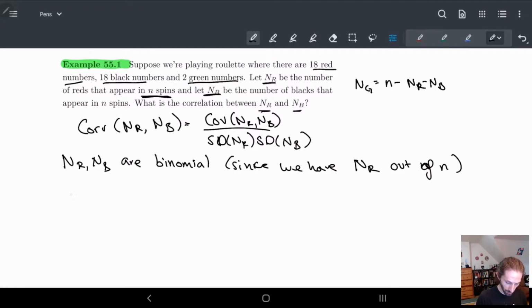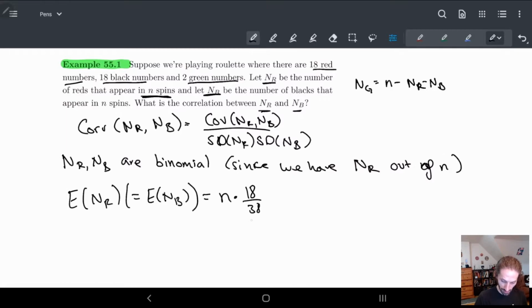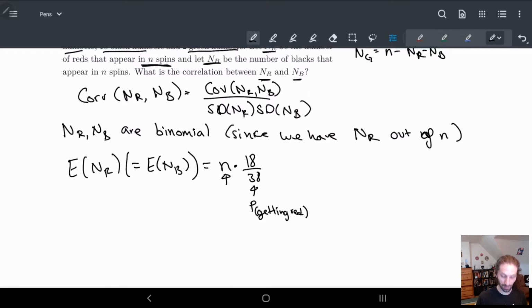So in other words, the expected value of NR is always going to be equal to the expected value of NB. They're going to be identical because they have the same number of trials. This is just going to be n times 18 over 38. This is the probability of one spin, so this is p for getting red, and n is the number of total spins. So we get that for both of them.